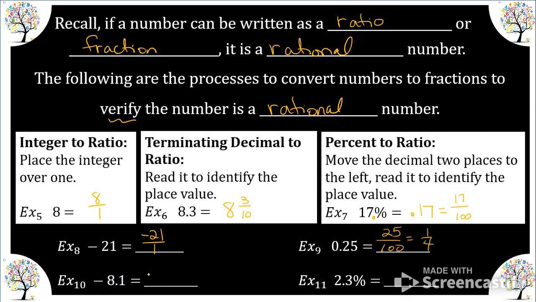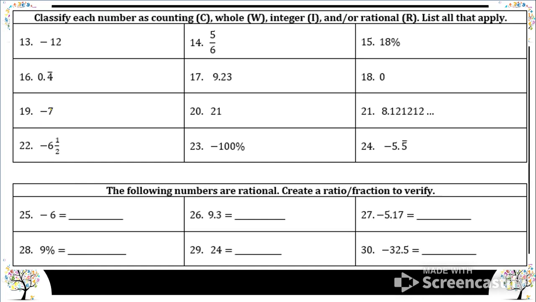Negative 8, so I have negative 8 and 1/10. And then example 11, we have 2.3%. We move the decimal 2 places to the left, and it becomes 0.023. And the 3 is in the thousandths place, so 23 thousandths. Pause the video, classify these, and convert to show that these are rational.